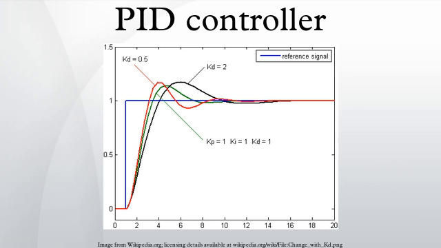Proportional term. The proportional term produces an output value that is proportional to the current error value. The proportional response can be adjusted by multiplying the error by a constant Kp, called the proportional gain constant. The proportional term is given by the following. A high proportional gain results in a large change in the output for a given change in the error. If the proportional gain is too high, the system can become unstable.